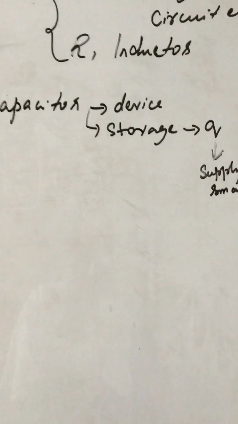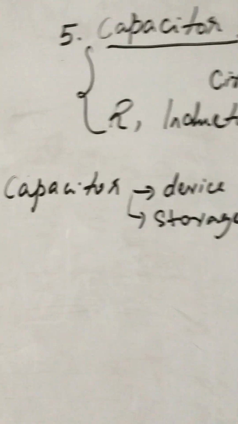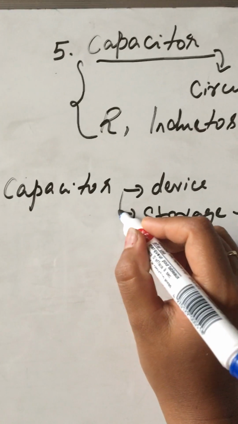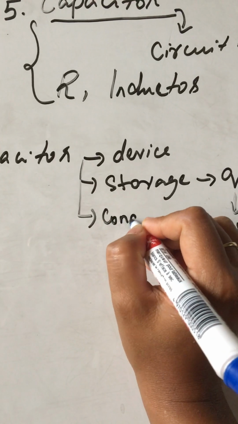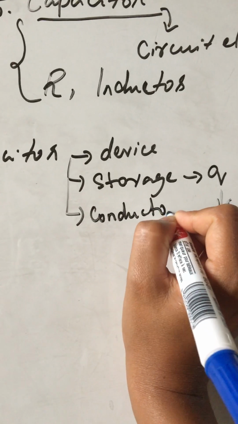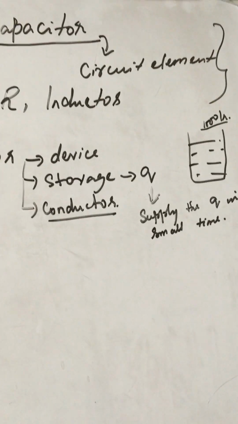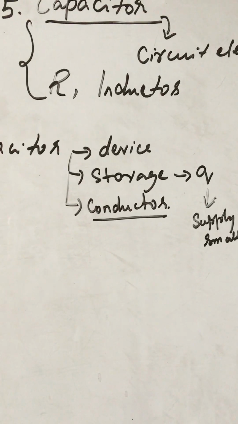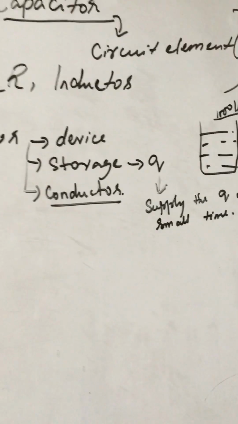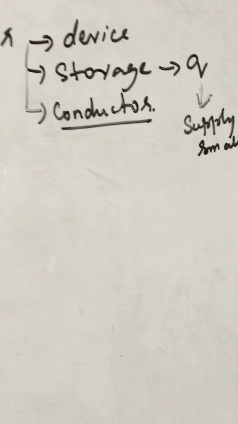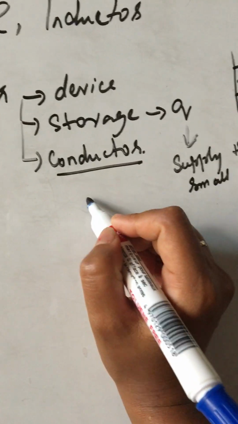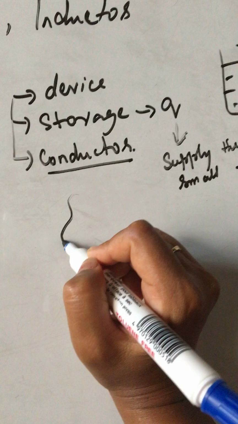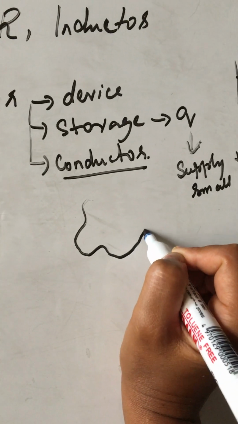Now what is the capacitor made of? Basically it is made from a conductor. Everything will be given in your notes. A capacitor is not made from other things, it is made from the conductor. Why is it so? One more property of the conductor you might have learned in the previous chapter, I'm not very sure about that.